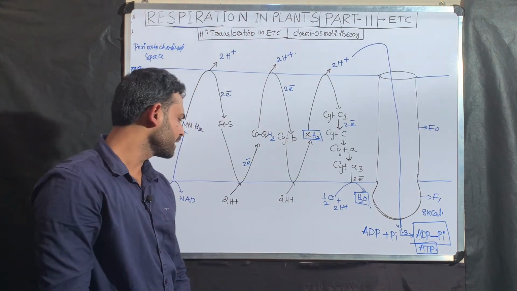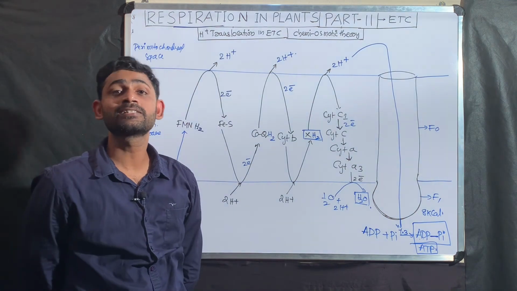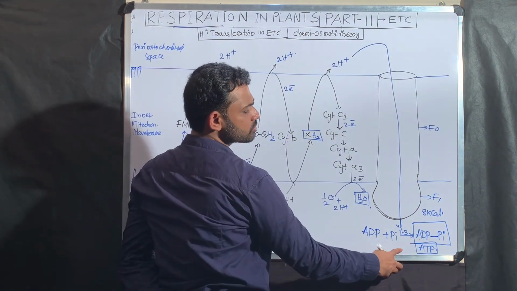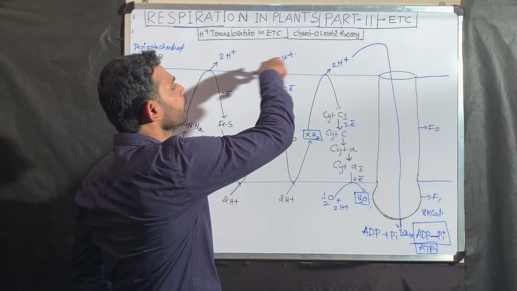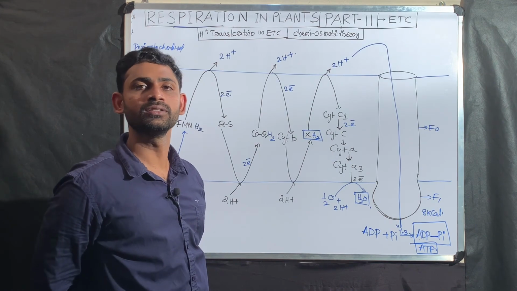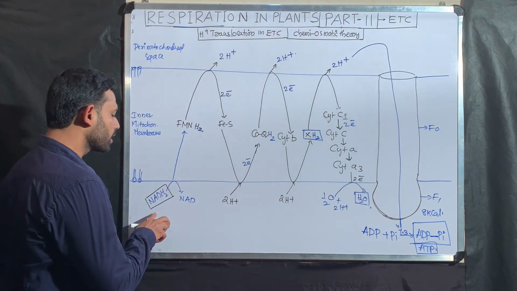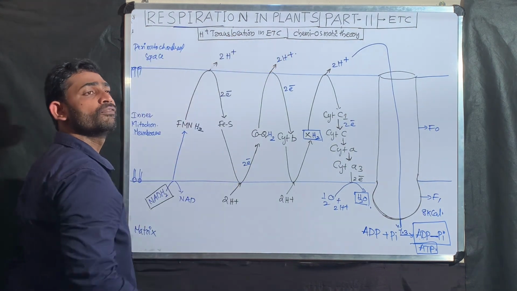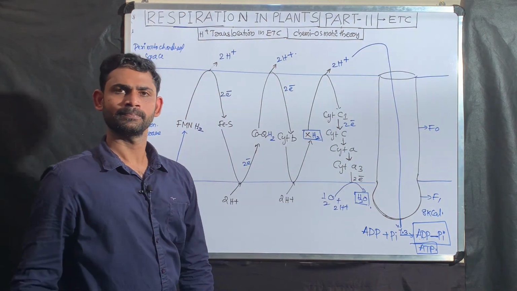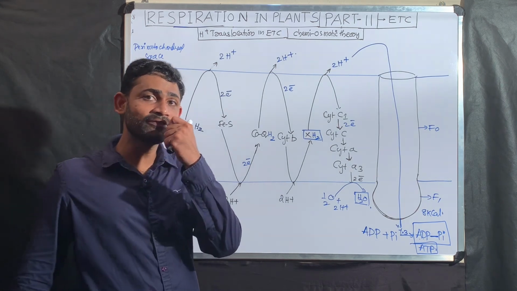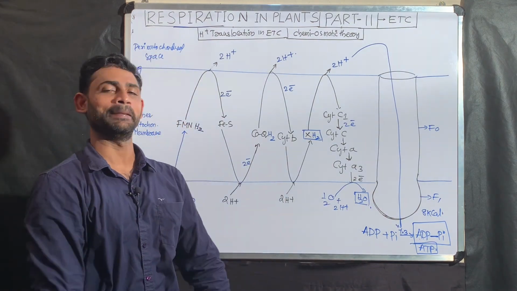For example, what I said, if the electron donor is NADH2, how many protons are translocated? 6 protons. If 2 protons move down, how many ATPs are synthesized? 1. Total how many protons are translocated? 6 protons. So that results in how many ATPs? 3 ATPs. If the electron donor is FADH2, there is a translocation of only 4 protons. That results in the synthesis of only 2 ATP. That is where the difference between NADH2 and FADH2 comes from. Fundamentally, the mechanism is the same.